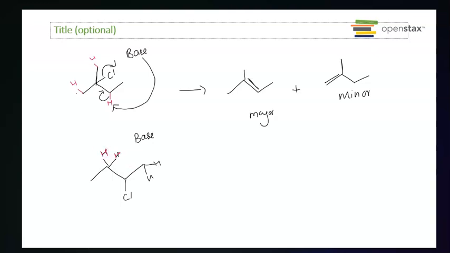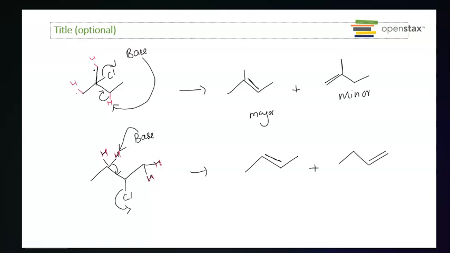So the pink colored ones are the beta hydrogen atoms. Now in this case, if the base removes the proton from here, then puts the electron here, chloride comes out, you will end up with the formation of a disubstituted alkene. And if the base were to remove one of these hydrogens, then you would get the formation of a monosubstituted alkene, right?